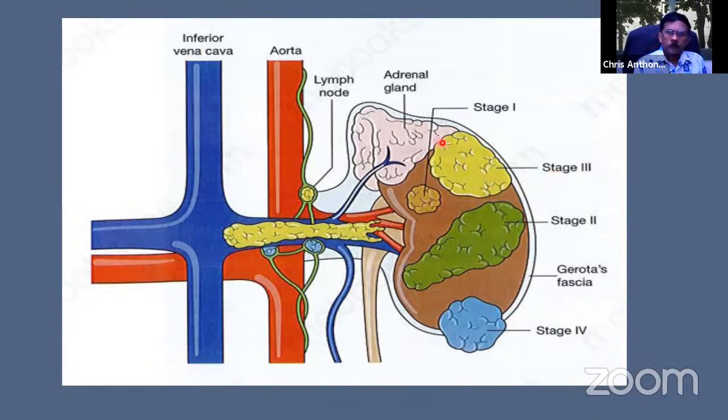Stage 3, the tumor, irrespective of the size, involves the perinephric capsule, the perinephric fat or the perinephric tissues. That's stage 3. Stage 4, irrespective of the size of the tumor, has penetrated and breached the capsule and the Gerota's fascia, the outermost fascia here. Or, if it is in the upper pole, it involves the adrenal gland. And in stage 3, the renal vein is also involved with tumor invasion.